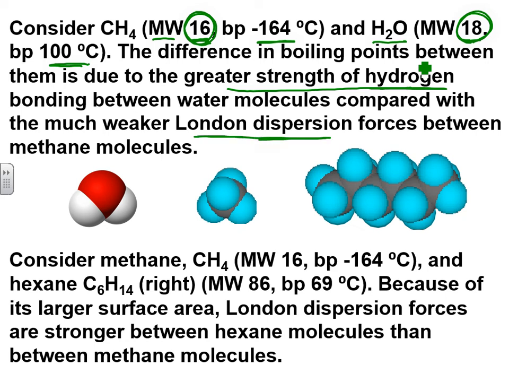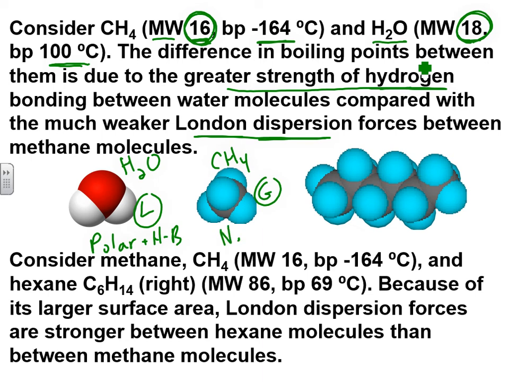So this is methane, CH4, and this is water, H2O. Notice they're about the same size. However, water is a liquid, whereas methane is a gas. Again, water not only is polar, but it has hydrogen bonding. It's extremely polar, and it has H bonding, and that's what creates that difference. And methane is nonpolar, and only has London dispersion forces in it.